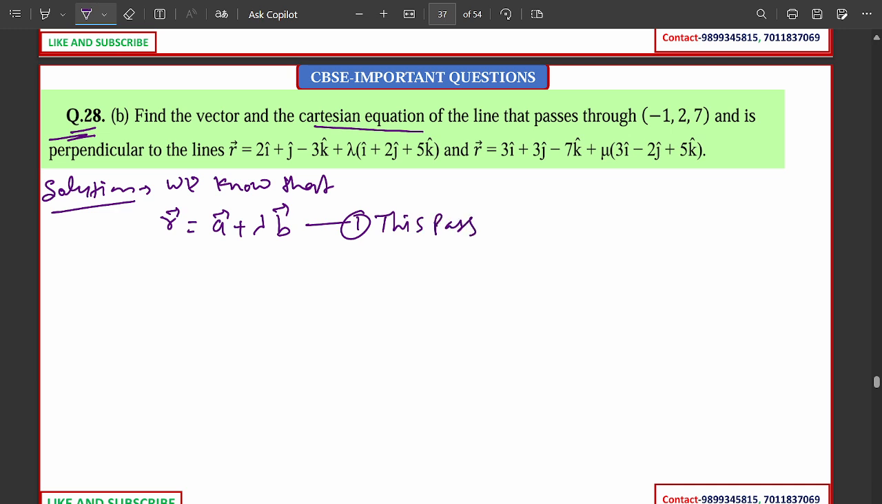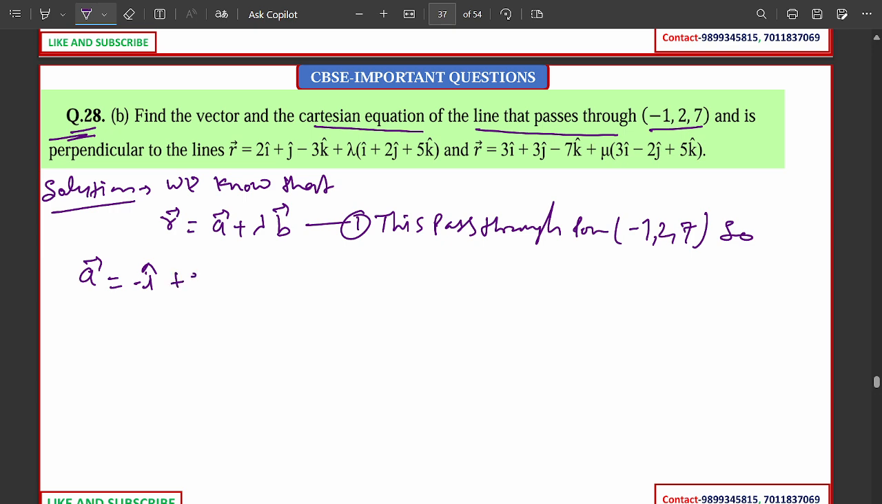Now this line passes through the point minus 1, 2 and 7. The line passes through this point, so A is equal to vector A, according to this point.